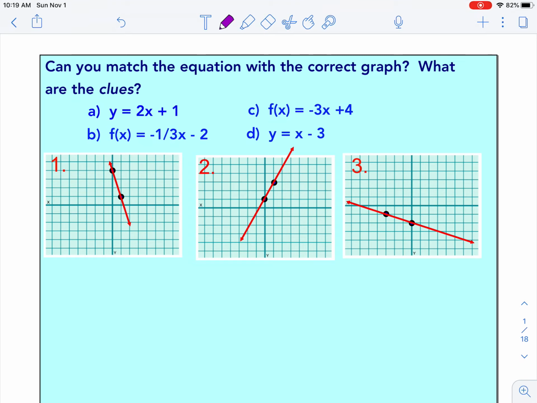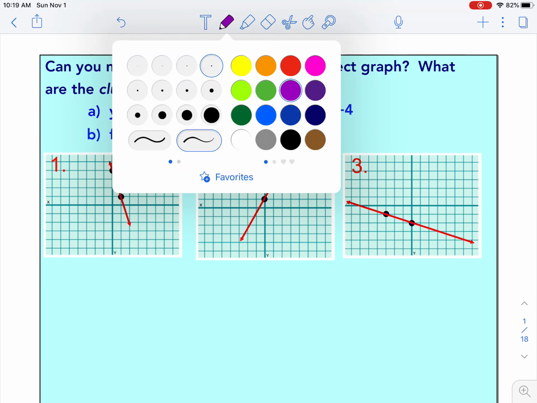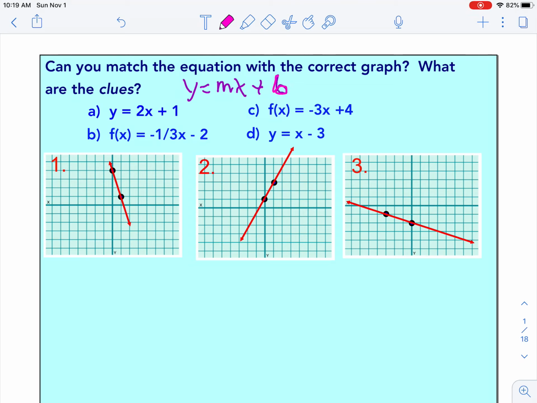Chapter 5, Day 5. Let's see if you can try matching each equation with the graph. Think about what the clues are, what you've learned so far about slope-intercept form. Remember, that is y equals mx plus b. And remember, b is your y-intercept, and m is your slope. So see if you can match those with the graph.